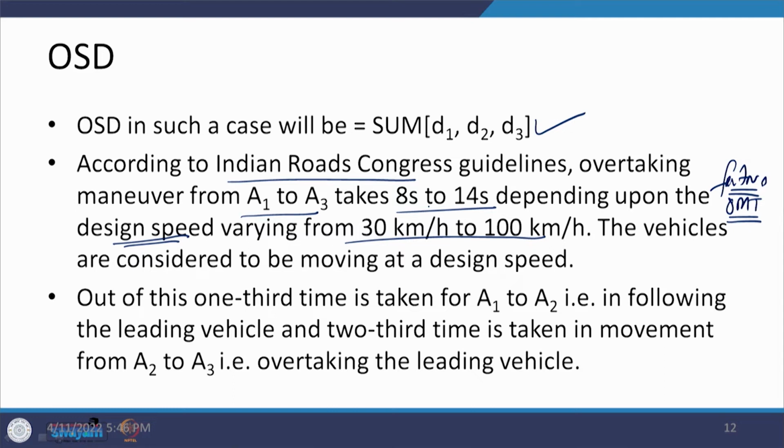Then out of this total time of 8 to 14 seconds, it is assumed that when the vehicle is simply following the vehicle to be overtaken, that is vehicle B, 1/3 of the time is spent, and the rest, 2/3 of the time, is spent actually overtaking the vehicle, that means moving from A2 to A3. So, this is the division of our 8 to 14 seconds: the 1/3 and 2/3 condition.